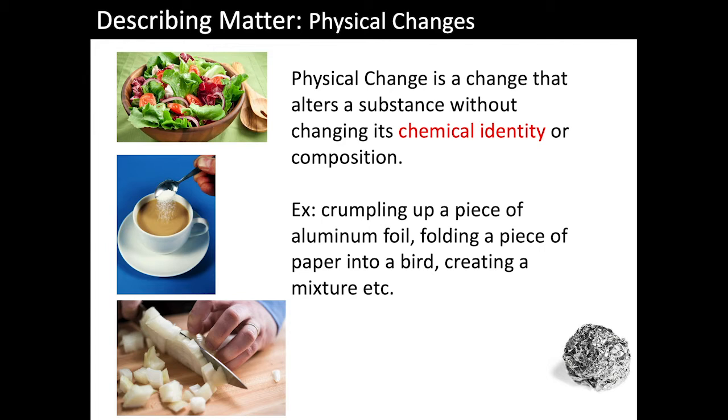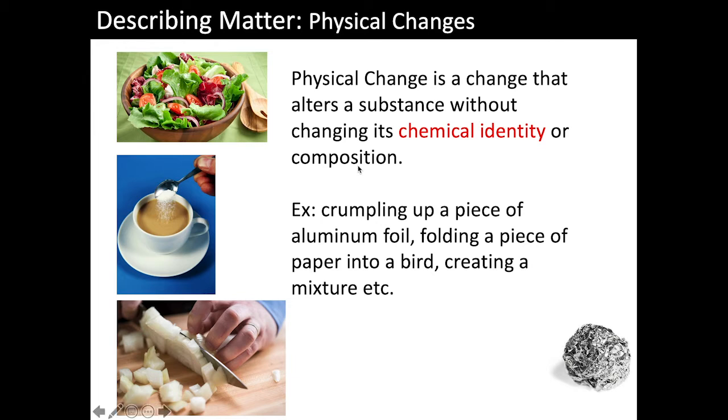Folding a piece of paper into a bird. Creating a mixture. For example, if I combine salad leaves with tomatoes, onions, etc., I chop them all up and I combine them together. But if I really wanted to, I can still pull out those individual elements and I haven't altered the matter at all. I haven't made the salad leaves a new thing by combining them in a salad bowl. I can still separate that out.